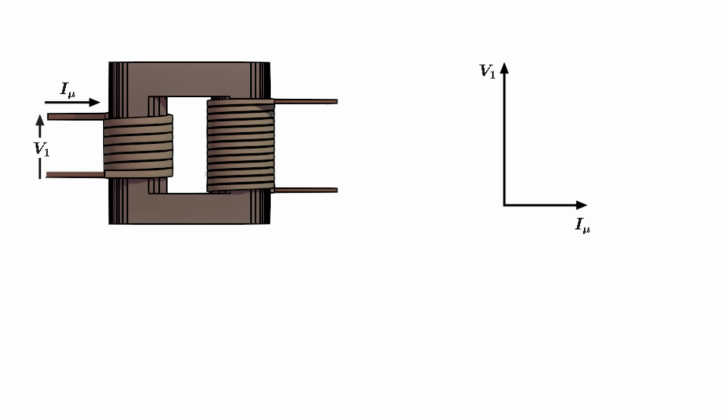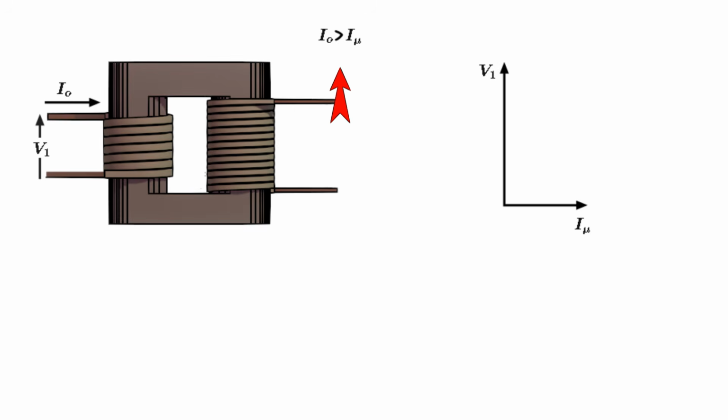Now, let us come to the practical aspect of the transformer. First, consider the core loss. When the transformer secondary is open and a sinusoidal voltage is applied across the primary, a sinusoidal current starts flowing to the primary winding. This current is very small compared to the full load current of the transformer. For an ideal transformer, this current would be the magnetizing current only. But practically, the current will be a little more than the pure magnetizing current.